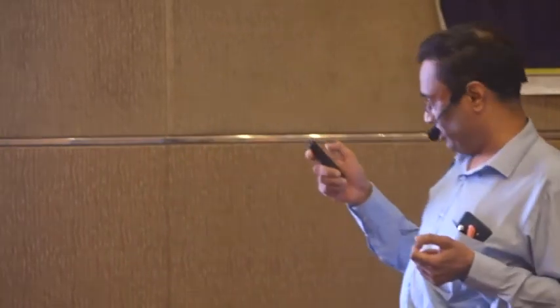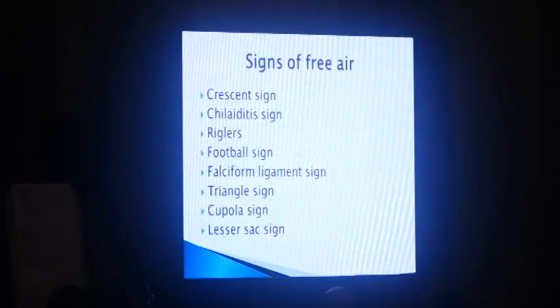Okay. So these are the different signs of free air. When I was preparing these slides for today's presentation, the literature mentioned about 15 signs which can be detected through the skiagram of the abdomen. When I was doing my post-graduation, I was aware of only 3 or 4 signs during my PG days. This list is very long, and we are going to cover it through different skiagrams and photographs.